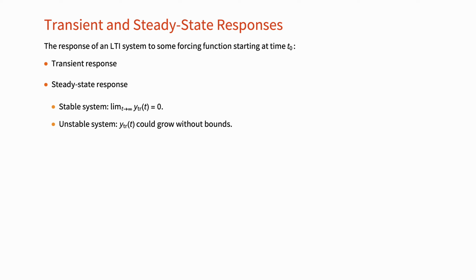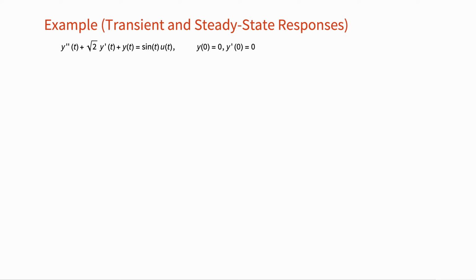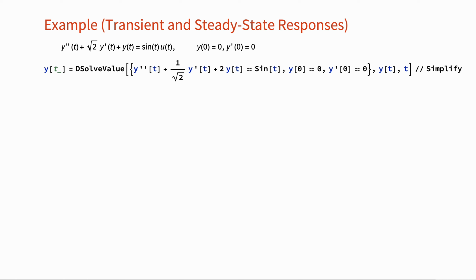The steady state response gives the long-term behavior of the system. It is the limit of the total response as t goes to infinity. Here, the steady state response is denoted by YSS. Let's find the transient response and the steady state response of the system shown here. Using the Wolfram language, we can solve the differential equation and get the total solution.